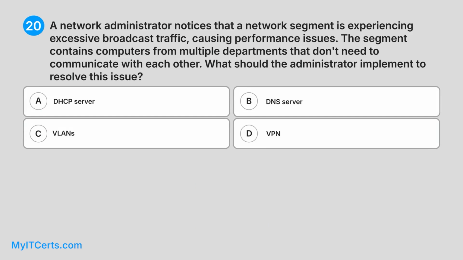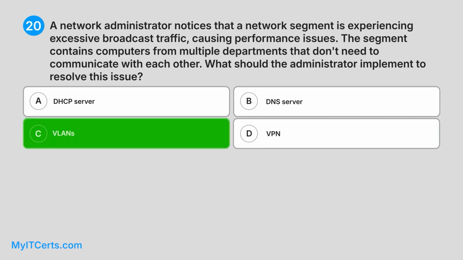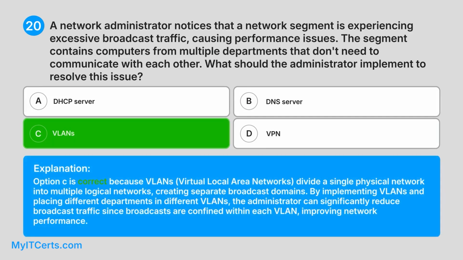Correct answer: C. VLANs. Explanation: Option C is correct because VLANs, virtual local area networks, divide a single physical network into multiple logical networks, creating separate broadcast domains. By implementing VLANs and placing different departments in different VLANs, the administrator can significantly reduce broadcast traffic, since broadcasts are confined within each VLAN, improving network performance.